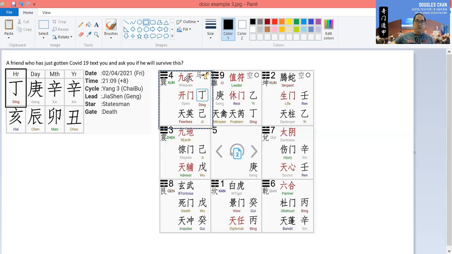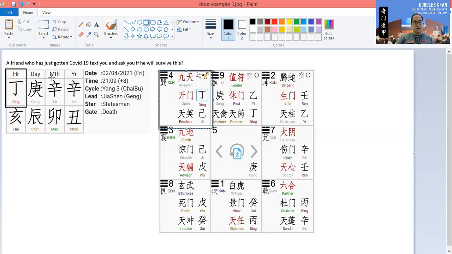But of course, with Fearless, there will be some blood-related issue, which means that he may get injured or there's internal bleeding inside. So that is something to be concerned about. However, the Open Door is actually the best door to be associated with, as mentioned, meaning that the answer may not be so bad at all. Having said that, let's take a look at your friend.